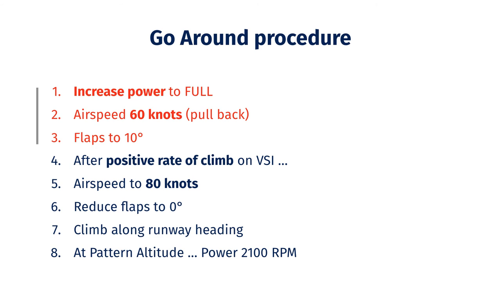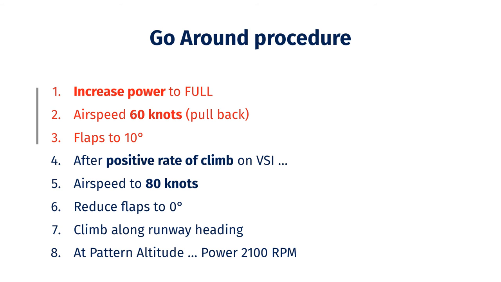This is the go-around procedure checklist. Again, please refer to your POH for the most accurate information. The red items shown here are your memory items. Upon determining the need to go around, you will apply full power and then pull back to maintain your best angle of climb speed. In this case, we'll use 60 knots. And if you have flaps extended greater than 10 degrees, you'll need to reduce your flap setting to 10 degrees.